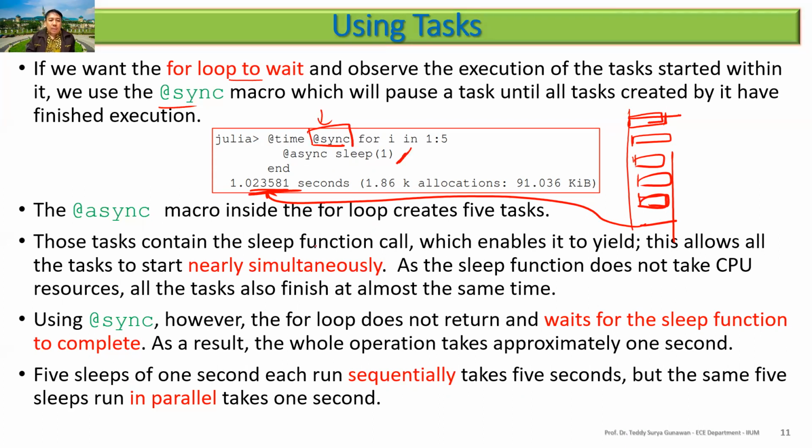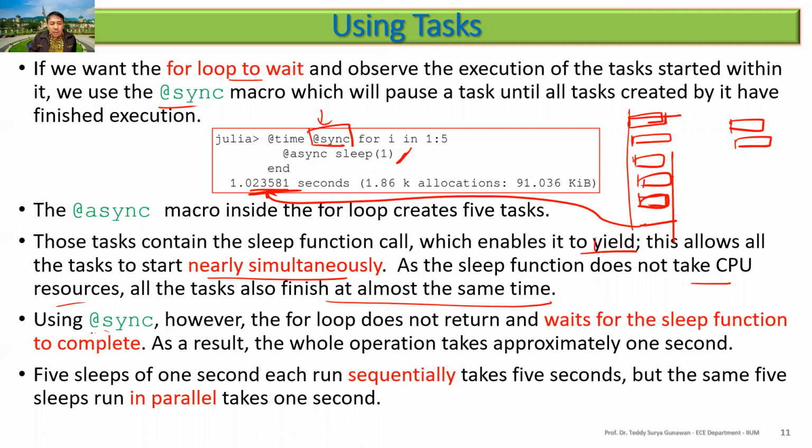Those tasks contain the sleep function call, which enables them to yield. It means that you can run other things, other tasks. So this allows all the tasks to start nearly simultaneously. And as the sleep function does not take any CPU resources, all the tasks also finish at almost the same time. Almost means some may run a bit late, so you need to wait for that one. But they all have the same size, 1 second.